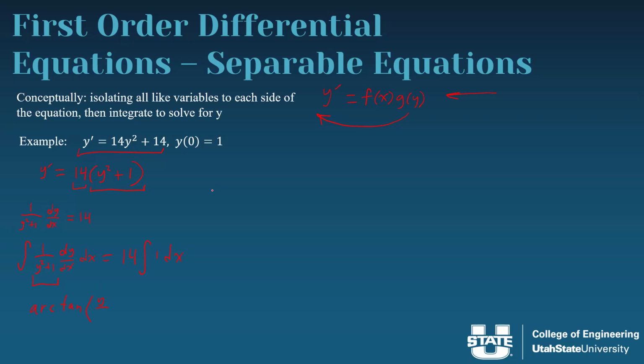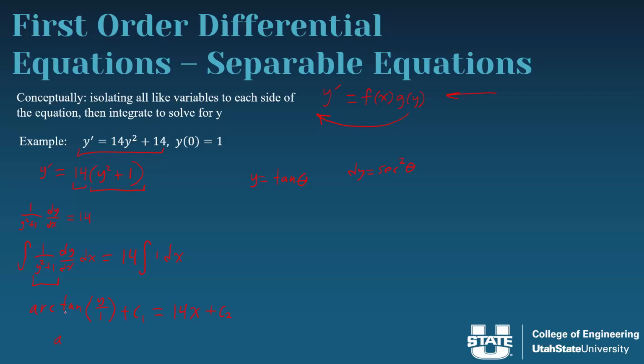Y is equal to tan theta, dy is equal to secant squared theta. It's basically a trig substitution, but in the end, it's going to be arctangent of y over 1, plus our constant of integration, which we won't forget, equals 14x plus c2. All right, and let's keep going.